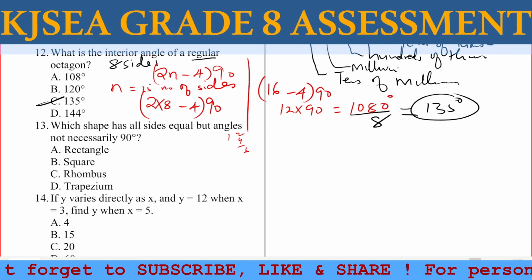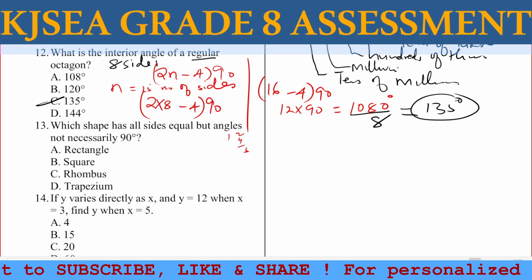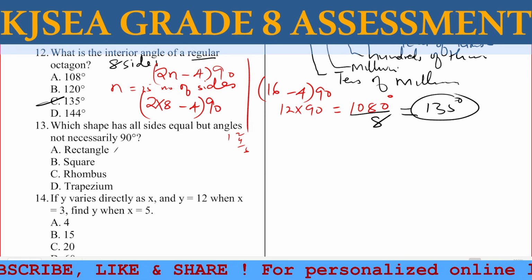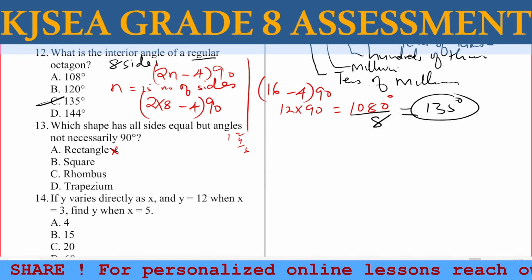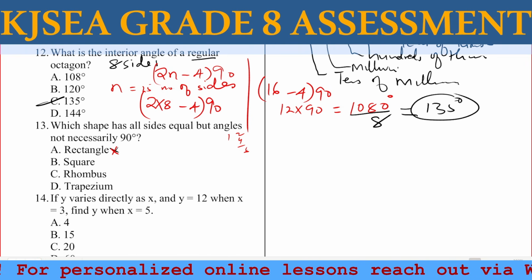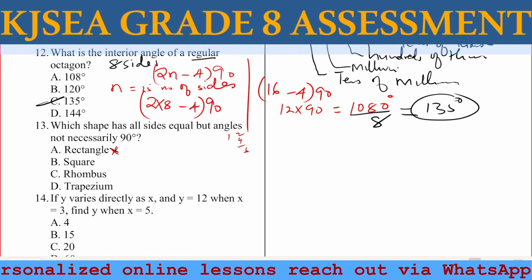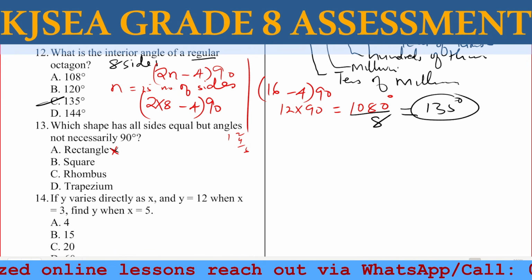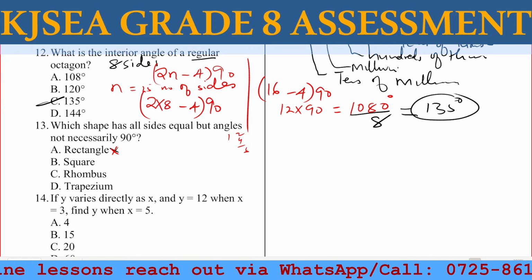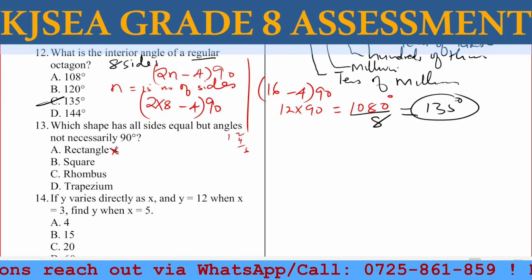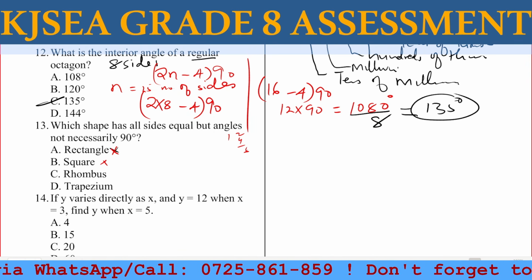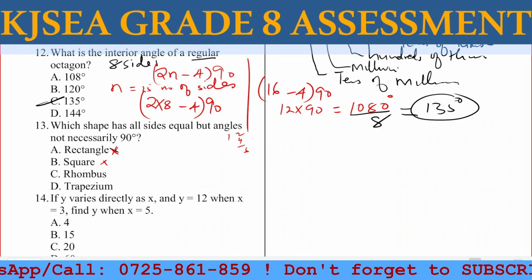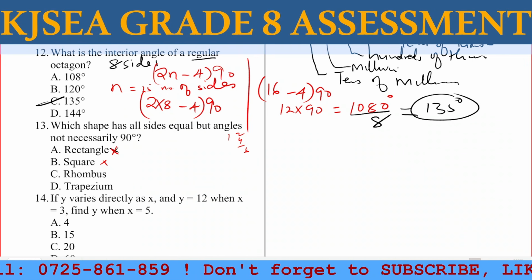So a rectangle doesn't have all the sides equal, so that one is out. A square has all the sides equal, but the angles are all 90. So the condition here is the angles are not necessarily 90, but for a square, all the angles are 90, so that is out.